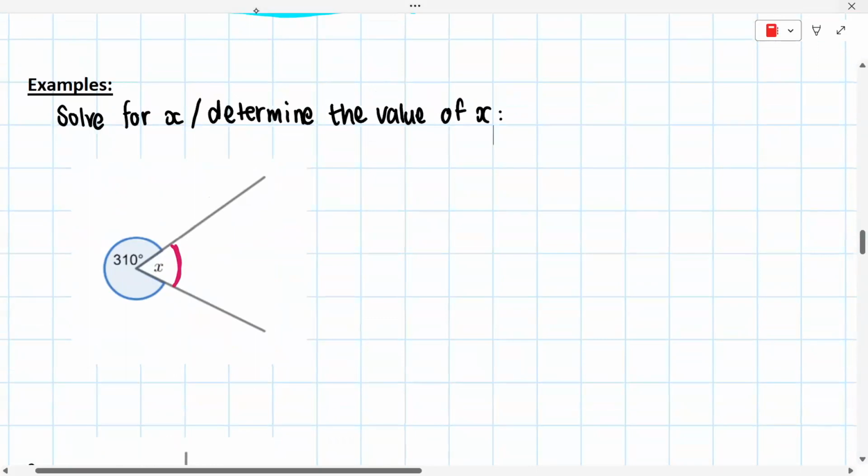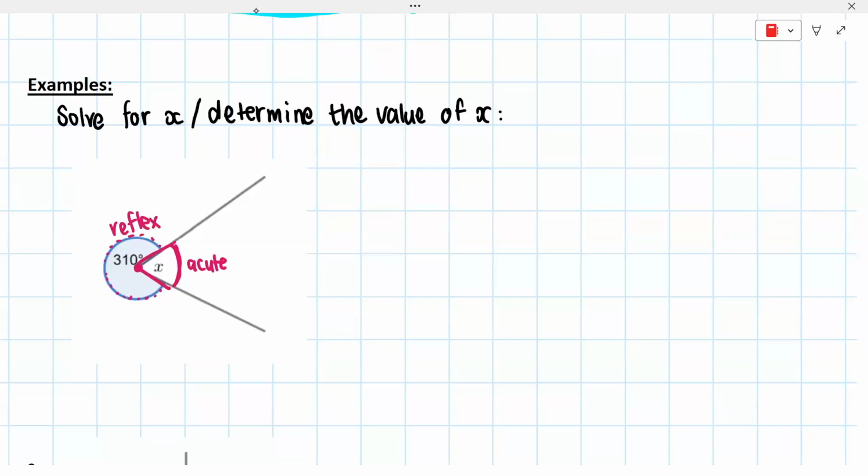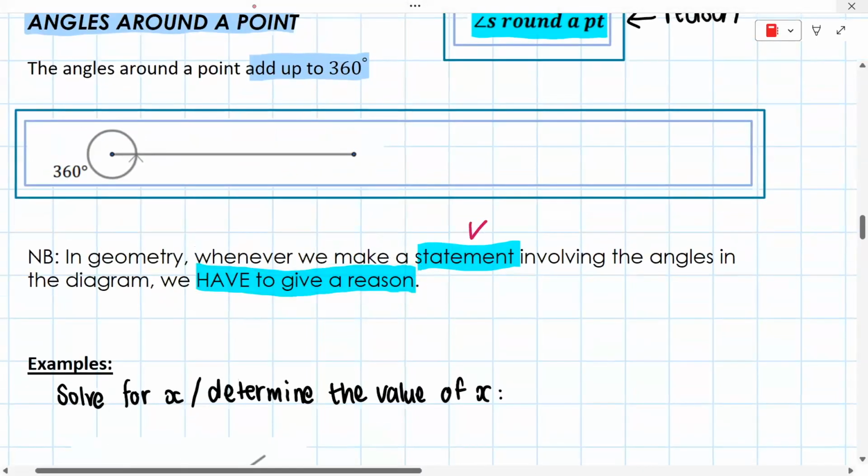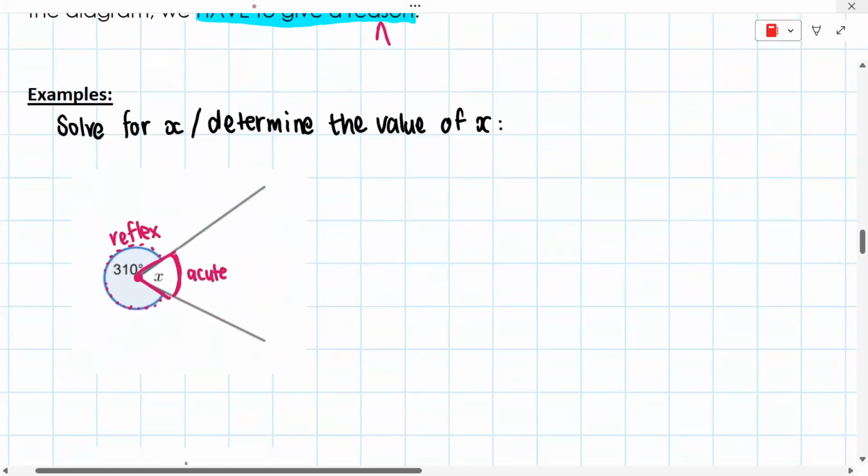We can see that we've got a central point here, and we have got an acute angle, and then around the outside, we have got this reflex angle. But if we put the reflex and the acute angle together, hopefully what we see is that it makes a circle. And so we can now make an initial statement. Now remember, if I scroll back up, we make a statement and we give a reason. There are 2 parts to any geometric answer.